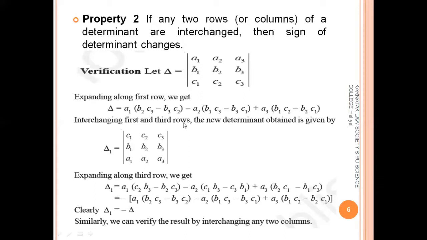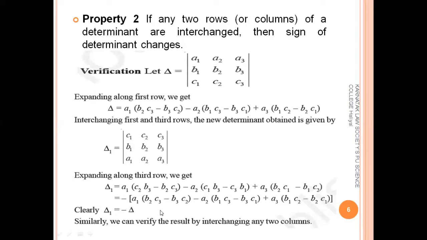The new determinant obtained is given by, you just need to interchange. Means in place of R1 you need to write R3, and in place of R3 we need to write R1. Expand along the third row. Here we need to expand along the third row because the elements A1, A2 and A3 are present in the third row. You will get the answer like this.